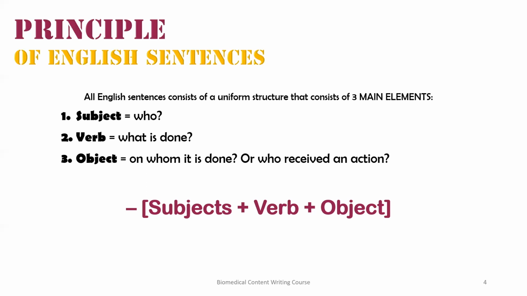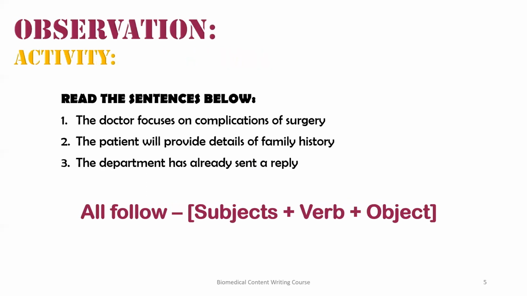And what is done, that action, is known as the verb. And on whom it is done, the receiver of the action, is the object of your sentence. So subject plus verb plus object is the complete sentence in the English language. And you can find this in any sentence. There is no exception to this rule. Now, just observe these three sentences I've taken from the medical and biomedical literature.